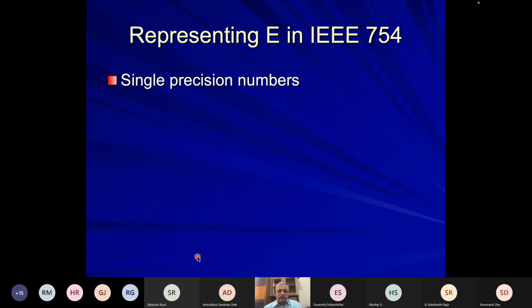So now let's move our attention to E. For single precision number, we have 8 bits, and we represent the exponent part in a biased notation, taking 127 as the bias, which means whatever the signed value of the exponent is, you add 127 to that. So if it is minus 4, you add 127, you get 123. So the binary representation of 123 will actually represent an exponent which is minus 4.